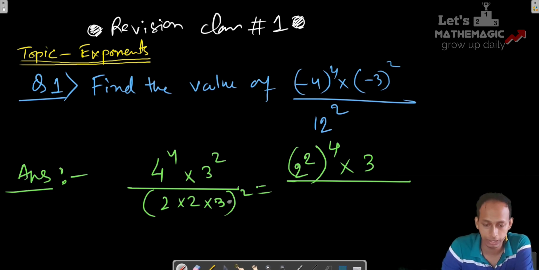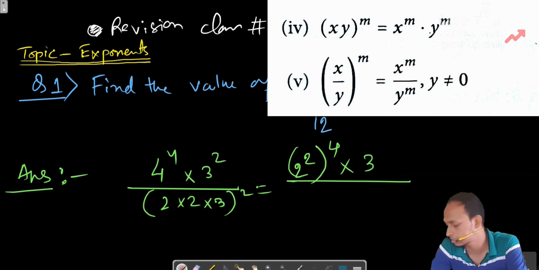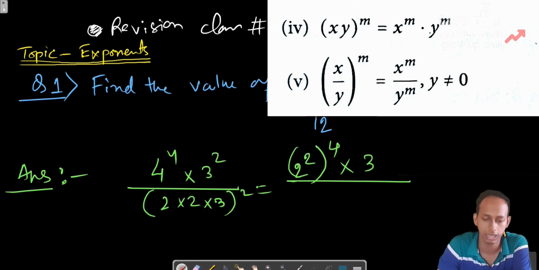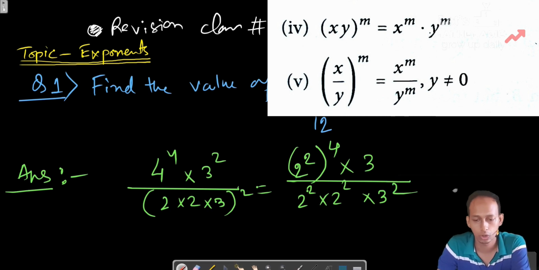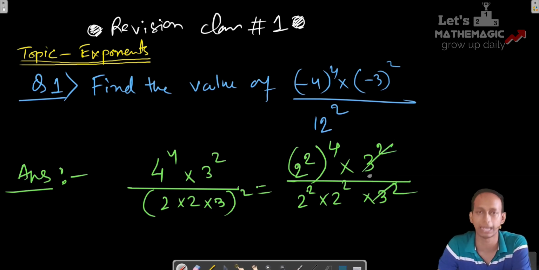Then here we can see 2 into 2 into 3, it's whole square. Basically we are using formula number Roman 4 here. In formula number Roman 4, when a product is in the base and something is in the power, that power comes individually to all the bases. Like here it would be 2 square into 2 square into 3 to the power 2. Sorry, I missed out this 2 here. Anyway, now what you can see is that these 3 square can be cancelled out.